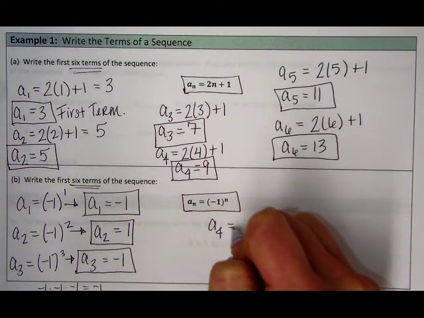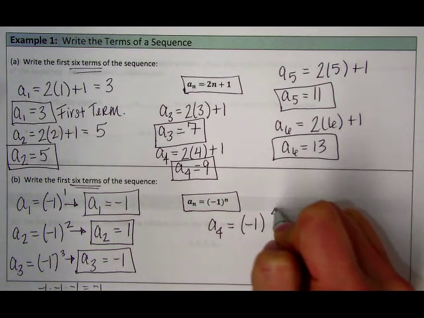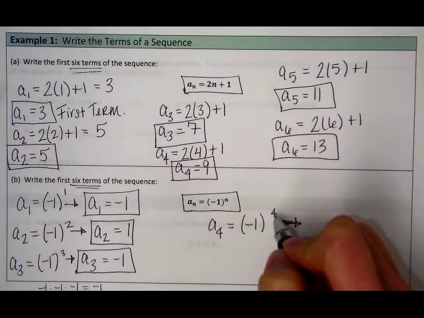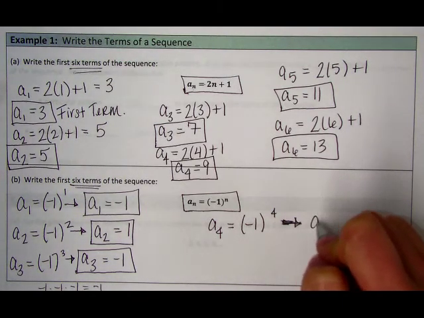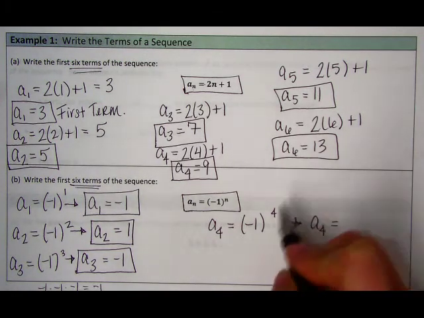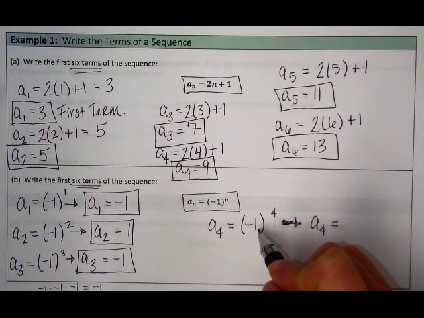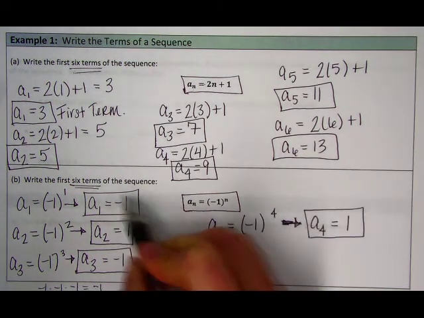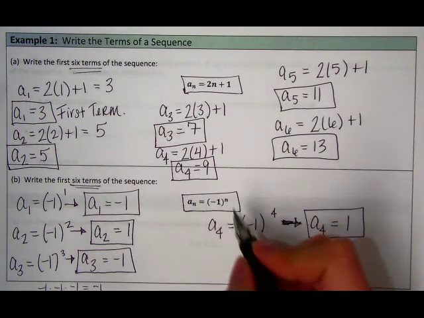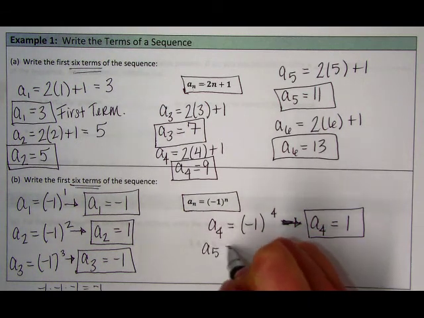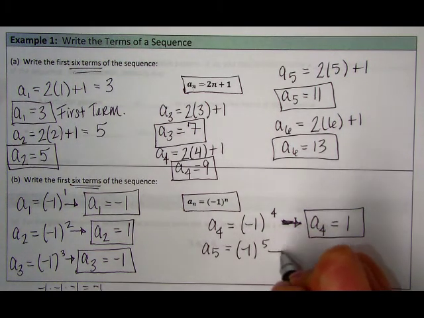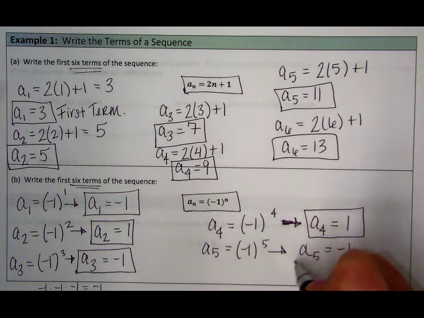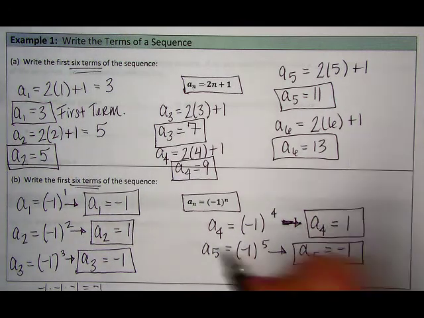My fourth term is if I take that -1 to the fourth power, it's an even exponent, so my fourth term is going to be -1 times -1 times -1 times -1, which gives me 1. You guys kind of can see what the pattern is going on here between your terms. My fifth term is if I take -1 to the fifth power, odd exponent, which means I'm going to have that negative still there. -1 to the fifth power is -1.